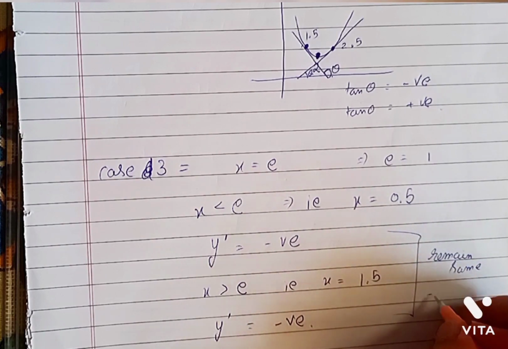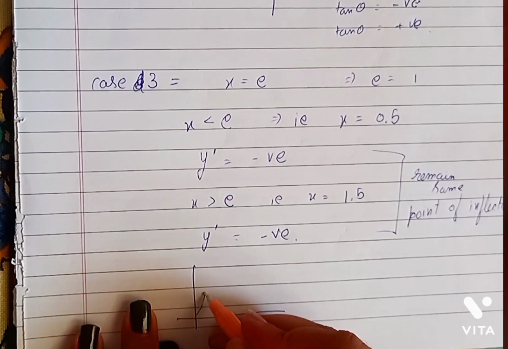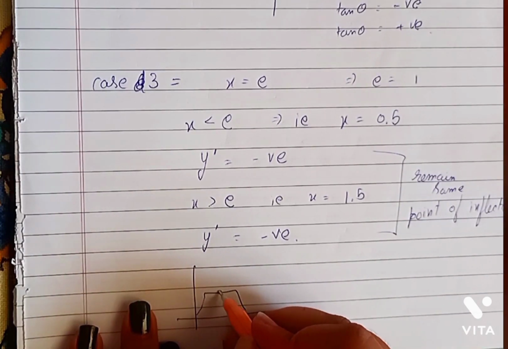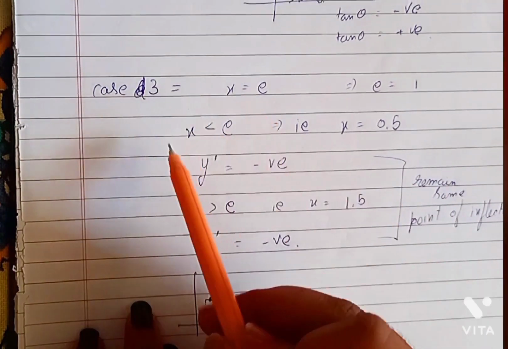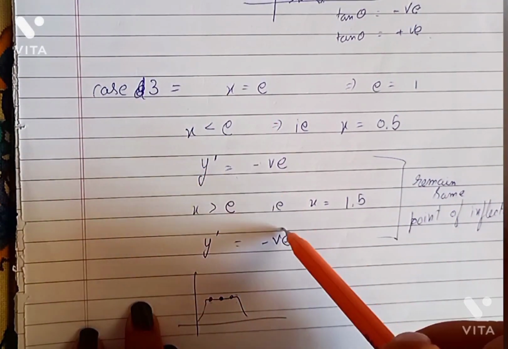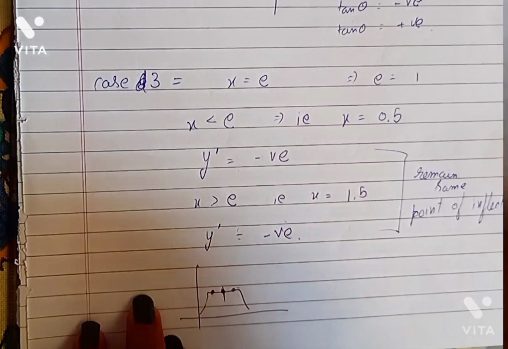The graph for this would be something like this. I have taken this point, and if I take this or this, it's the same only. Negative means negative or positive means positive. Here it could be either negative or positive, right? So this is a point of inflection.